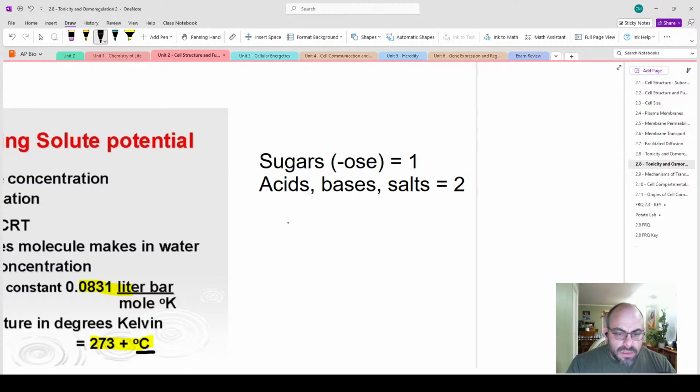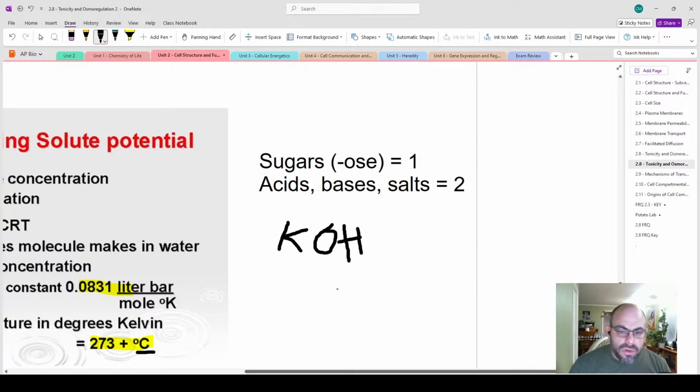So if you see something like this, and this is called potassium hydroxide, and you're like, I don't know what that is. Does it end in -ose? No. So it's 2, right? And so that's the way you need to think about it.